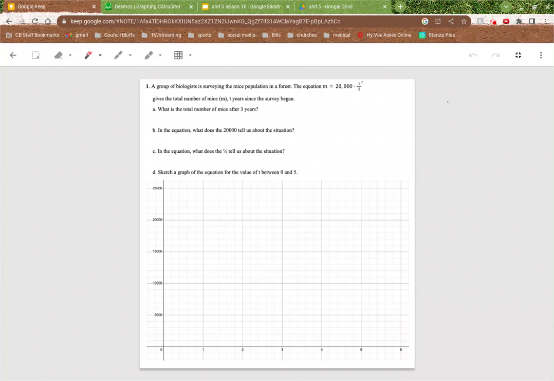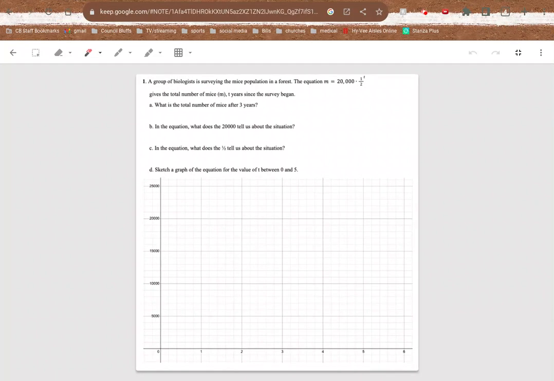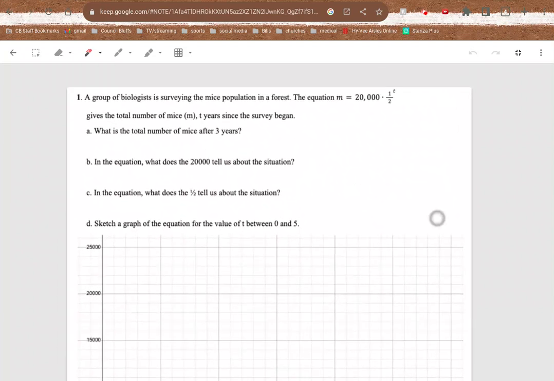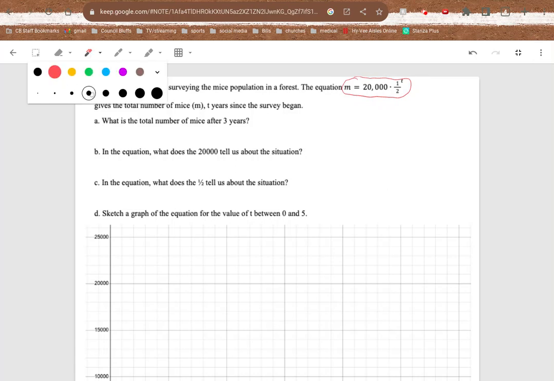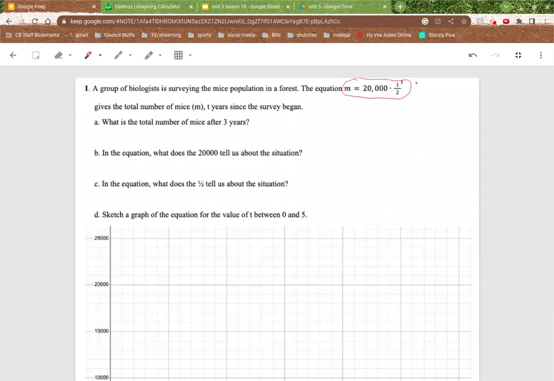All right. Number one, a group of biologists is surveying the mice population in a forest. The equation, which is right here, gives the total number of mice M, T years since the survey began. What is the total number of mice after 3 years?